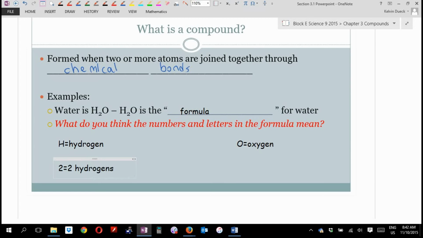And even more specific, 2 hydrogens for every oxygen. In other words, if you wanted to make 2 molecules of water, you need 4 hydrogens and 2 oxygens. If you want to make 10 molecules of water, 2 times 10, you need 20 hydrogens and 1 times 10 oxygens. This is how we're going to start to build words from the alphabet of the universe.